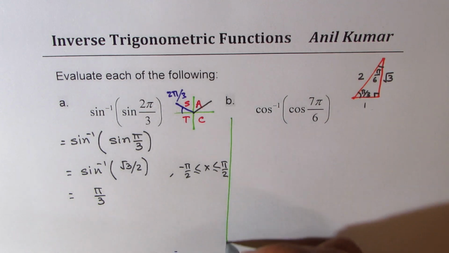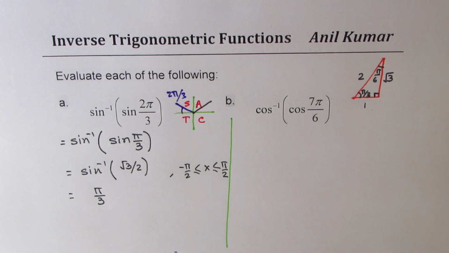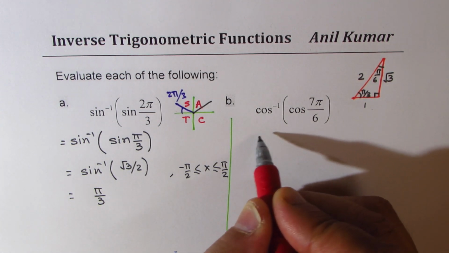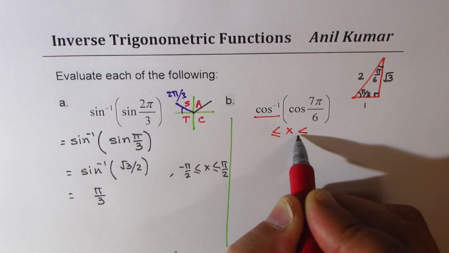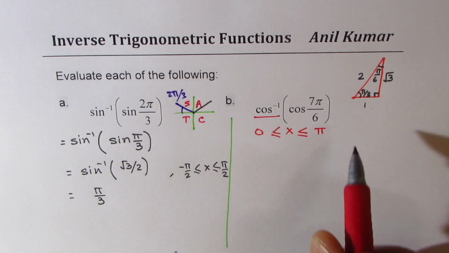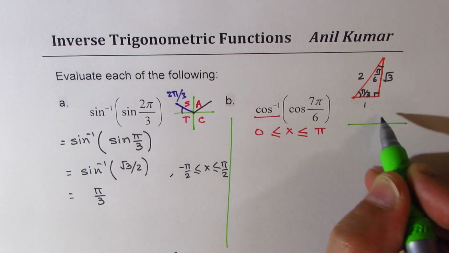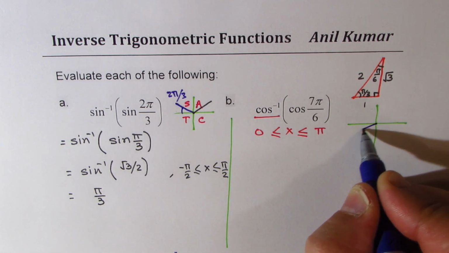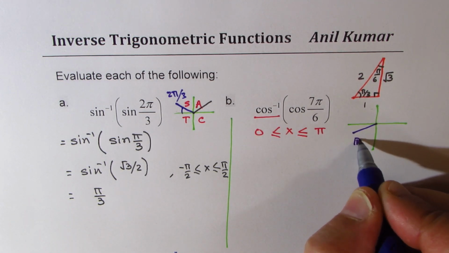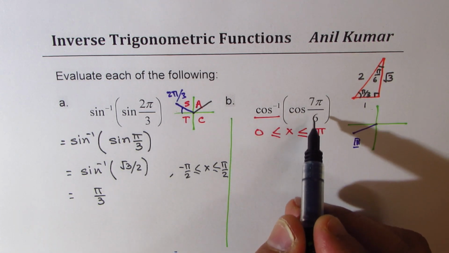Now let's look into part B, which is cos inverse cos 7 pi by 6. Now we'll apply another approach here. We know that for cos inverse, x should be between 0 to pi, correct? Since this is not between this interval, 7 pi by 6 basically is in quadrant 3, where cos is negative, correct? Here the cos is negative.